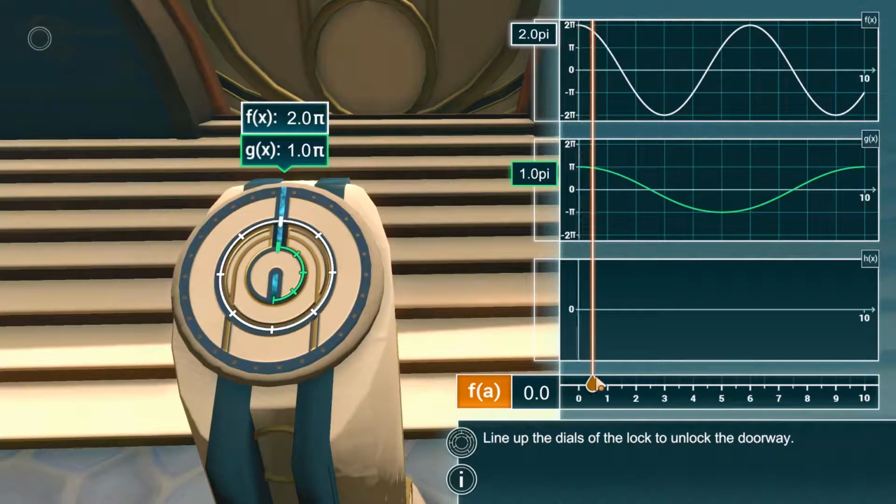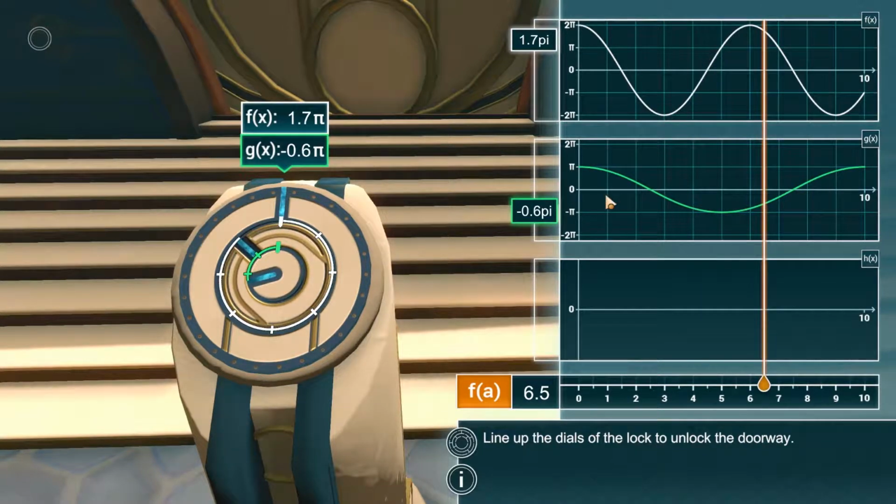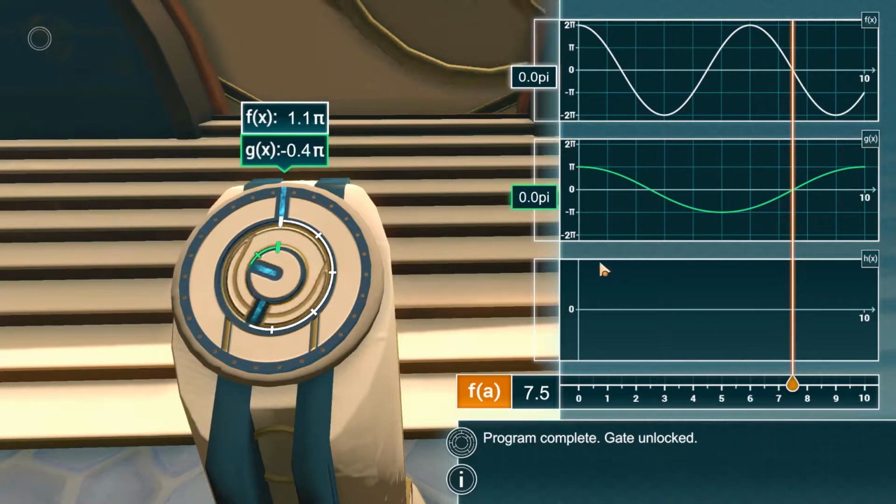In this kind of puzzle, the player has to achieve an output of multiple functions at once, while still only using one input. Here, the player needs the output of each function to be the same, which if we look closely, we can find here.